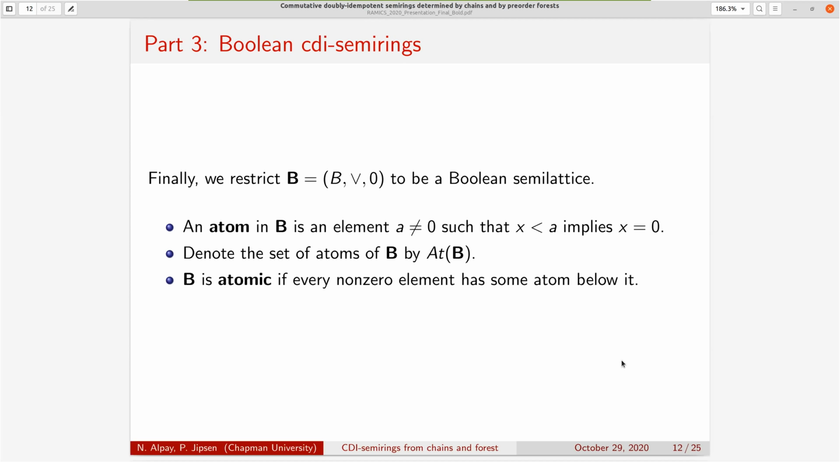Now we move to our third restriction. So now we restrict B, B join 0, to be a Boolean semilattice, and an atom is an element that is immediately above the bottom. We denote the set of atoms of B by AT of B, and B is atomic if every non-zero element has some atom below it.